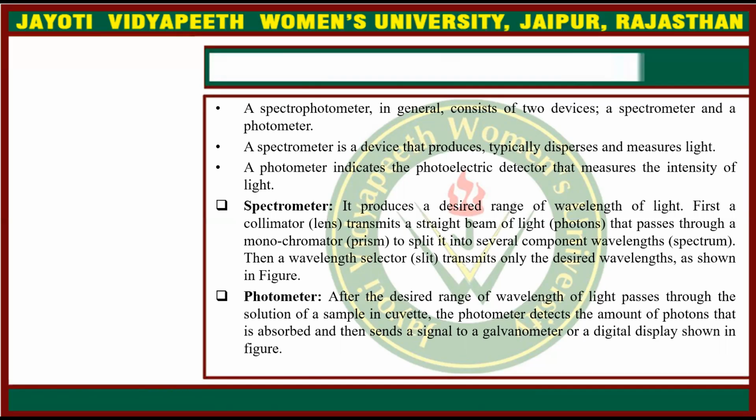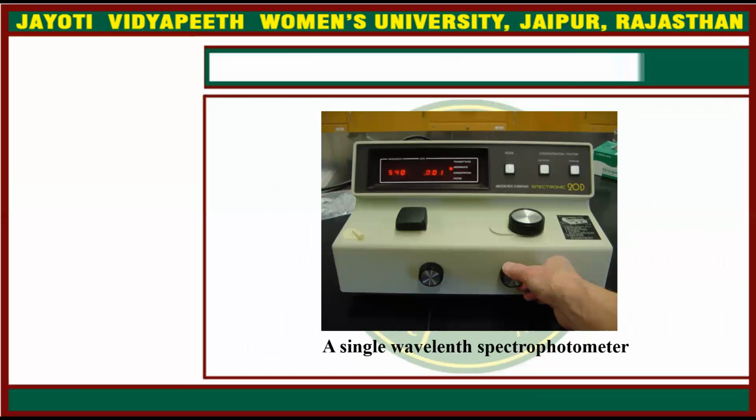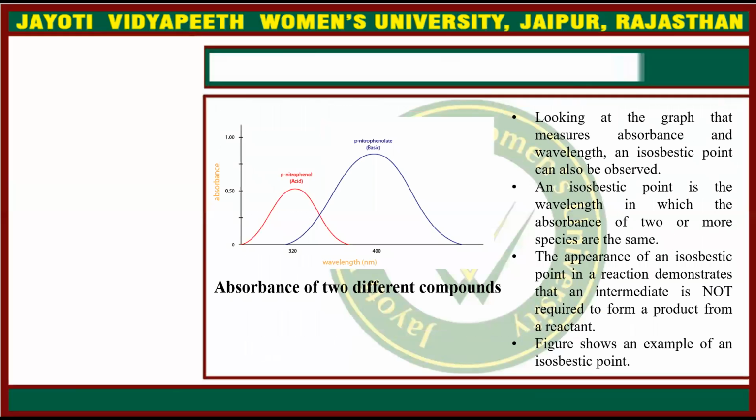Then the photometer: after the desired range of wavelength of light passes through the solution of the sample in the cuvette, the photometer detects the amount of photons that is absorbed and then sends a signal to a galvanometer or a digital display, shown in the figure. This is a picture of a single wavelength spectrophotometer.